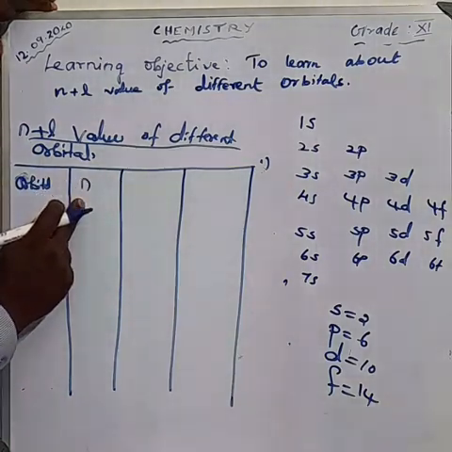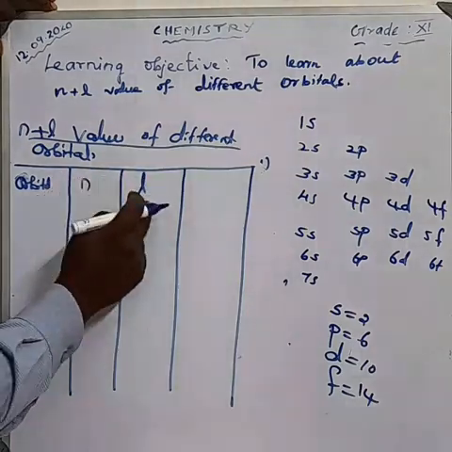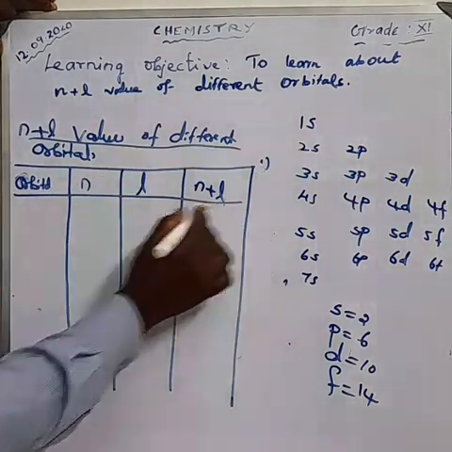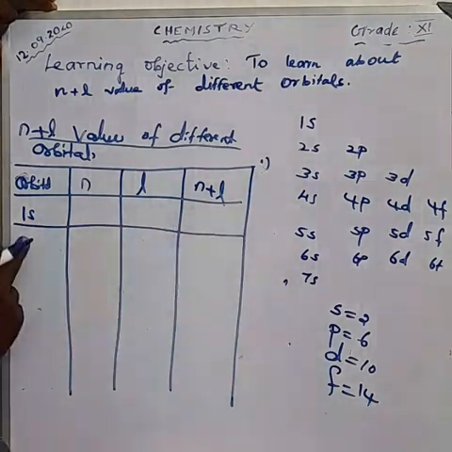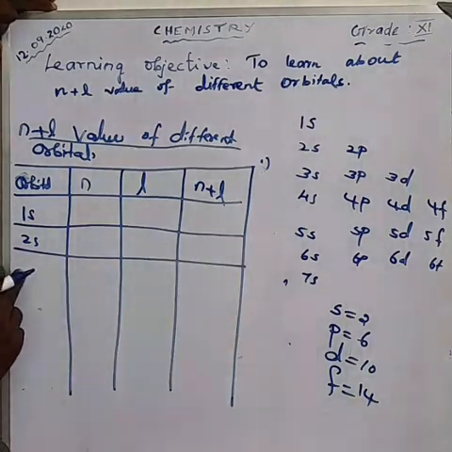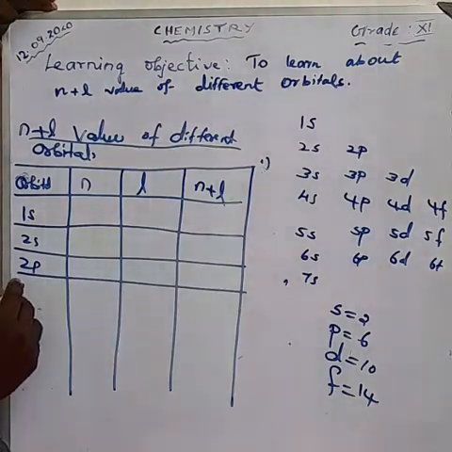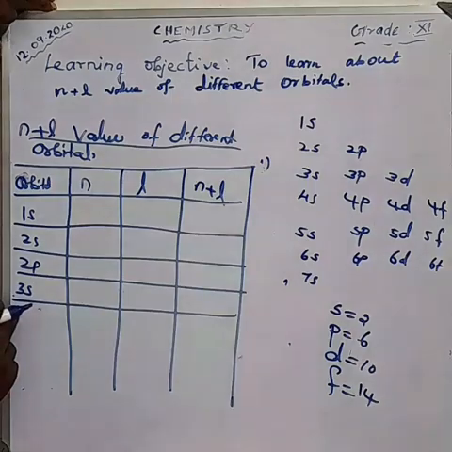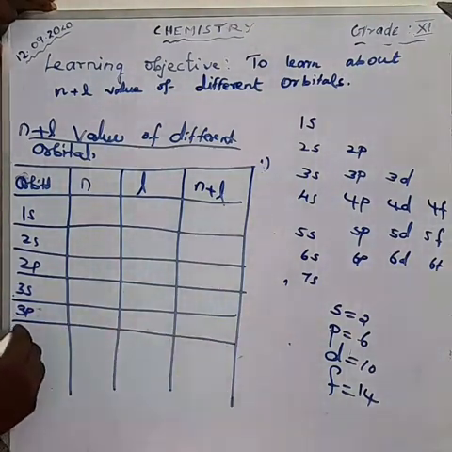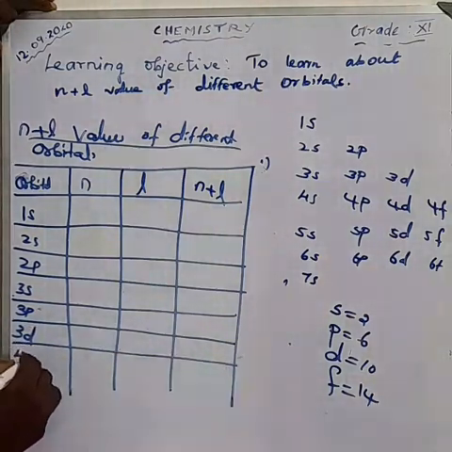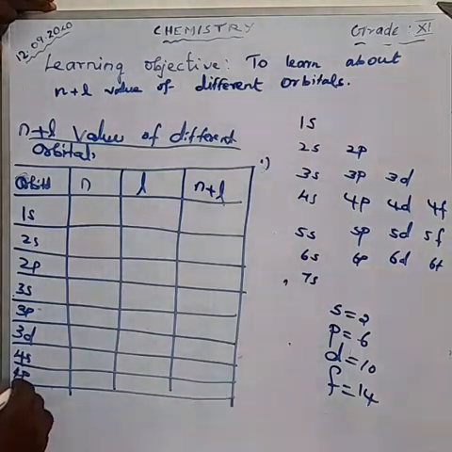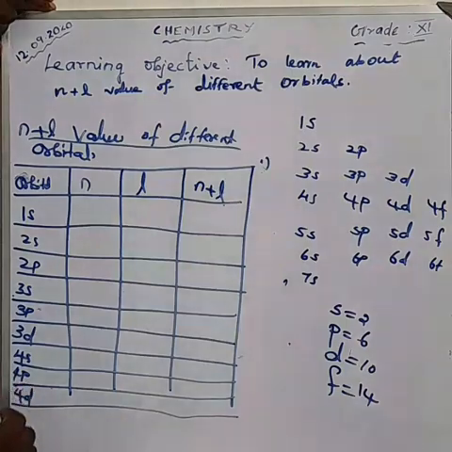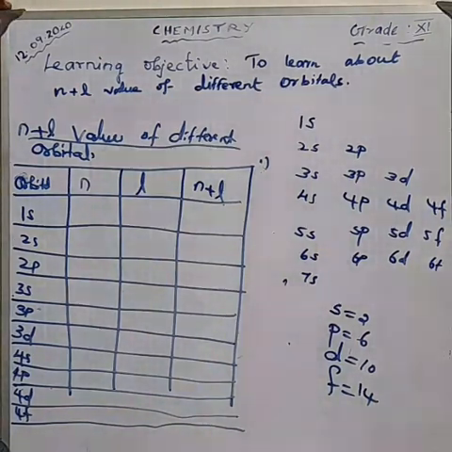This is n. n means principal quantum number. l means azimuthal quantum number. We are adding n plus l. Clear? That first one you should write 1s. Next one 2s, next one 2p, next one 3s. After 3s, 3p, 3d, 4s, 4p, 4d, after 4d, 4f, etc.